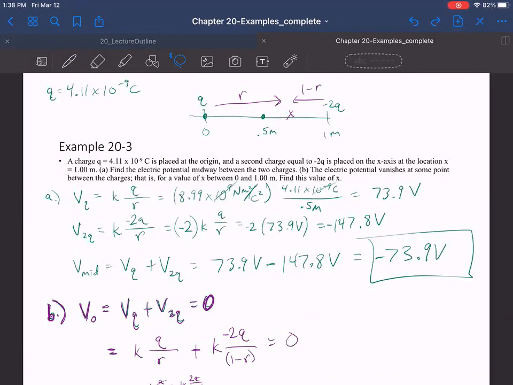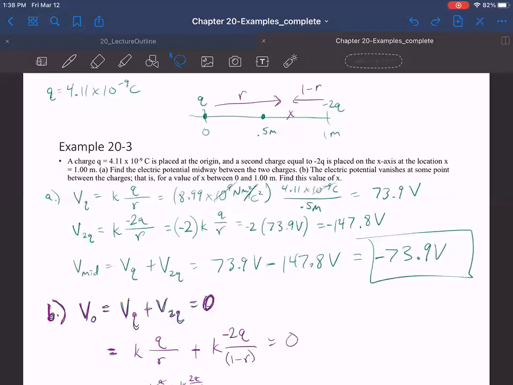Here, a charge of 4.11 times 10 to the negative ninth coulombs is placed at the origin, and a second charge of 2 times that, 2Q, is placed on the x-axis at the location x equals 1 meter. Find the electric potential midway between the two charges. So I'm just going to calculate the electric potential due to each one at half a meter away from it.